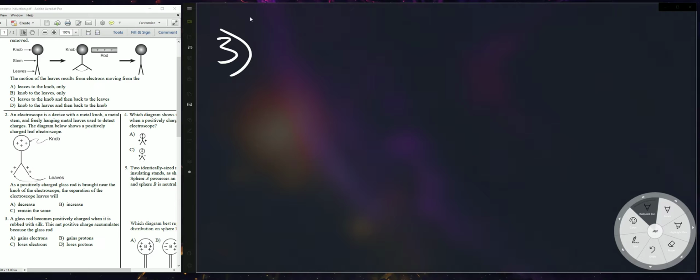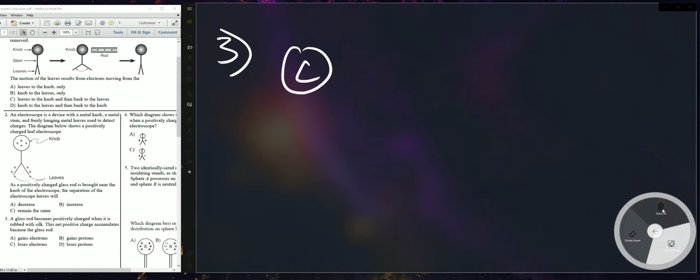Number 3, a glass rod becomes positively charged when it is rubbed with silk. The net positive charge accumulates because the glass rod loses electrons, right? If the rod becomes positive, it has more protons than electrons, and it gave electrons away. So it lost electrons because it became positively charged.